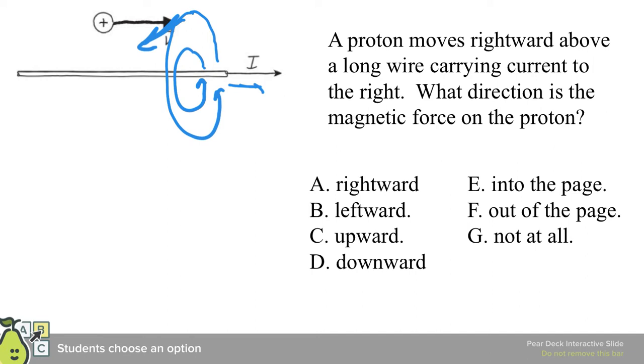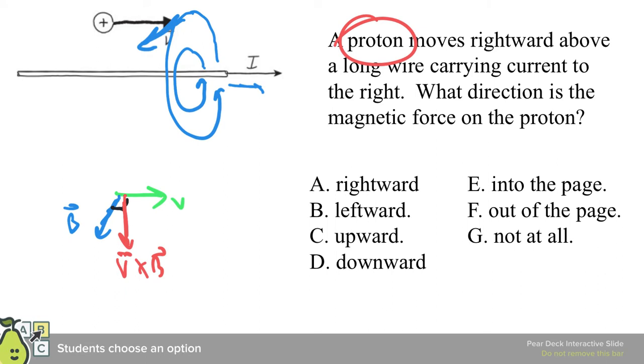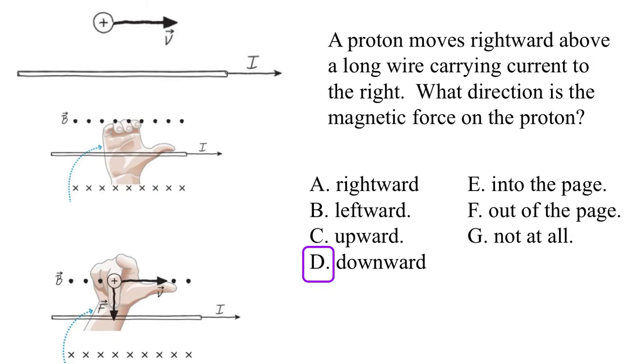So now we have a velocity which is rightward, and a magnetic field which is coming out of the board. That means the cross product, V cross B, would be downward. And since it's a proton, the force is in the same direction as V cross B, so it must also be downward. Here are some artist-rendered interpretations as opposed to my little scrawlings there.